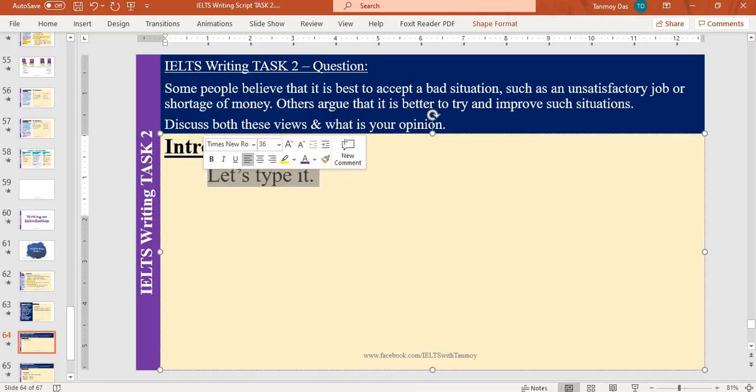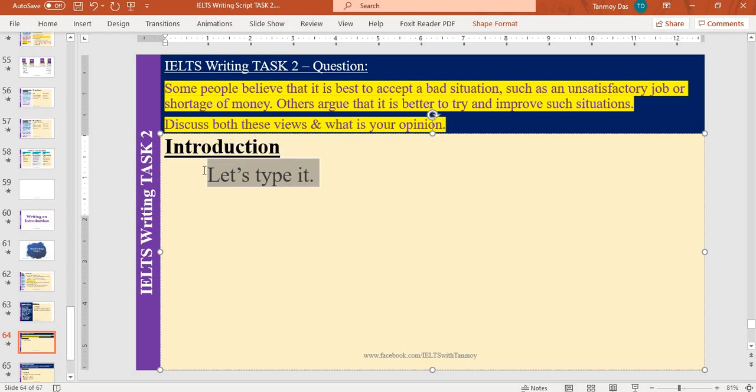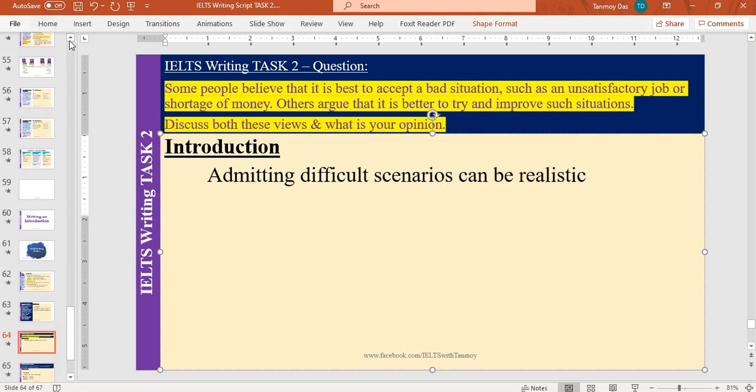Let's write the introduction for this particular task 2. General statement. For now, I am going to ignore this sentence. So I'll start writing the second sentence, paraphrase. Accepting bad situation. So I could say admitting a bad situation. No, maybe difficult scenarios, not situations. I'm just using some synonyms. Scenarios can be realistic. Now I'm coming to this part.